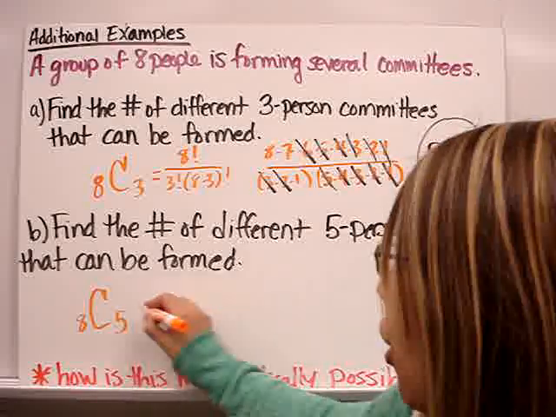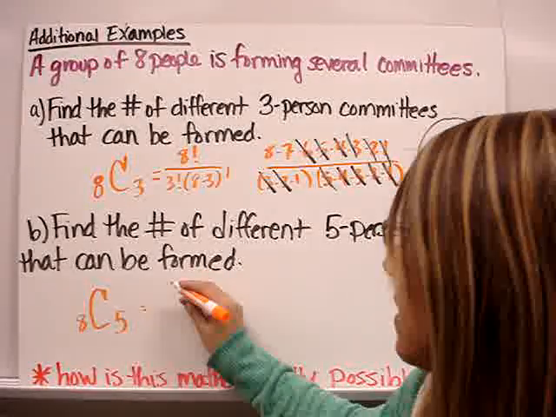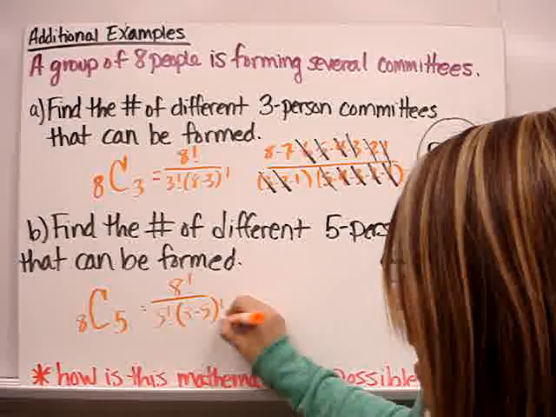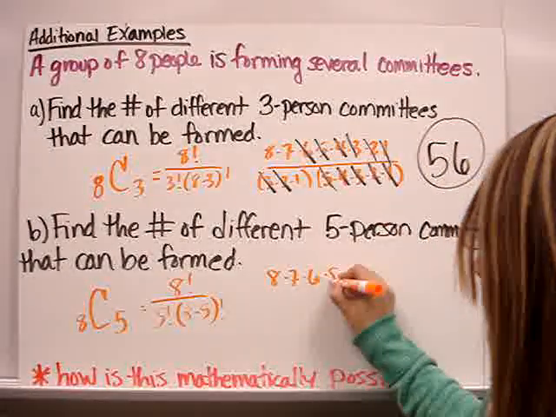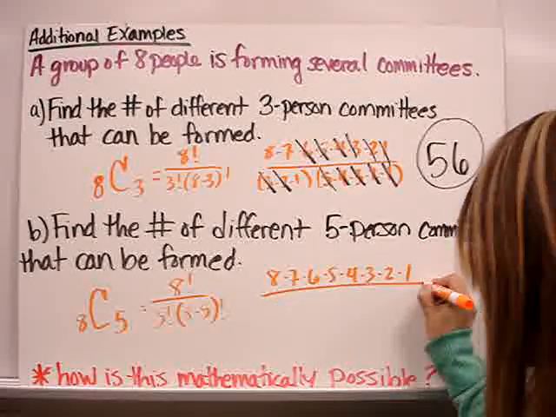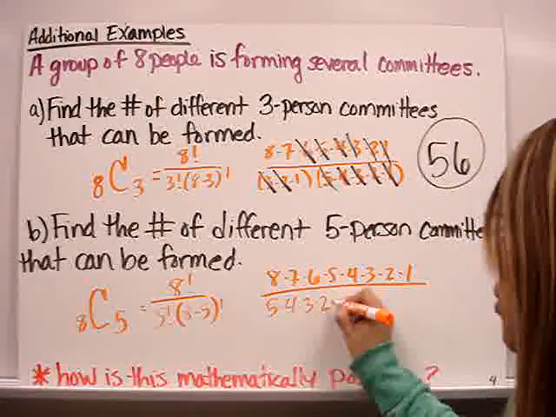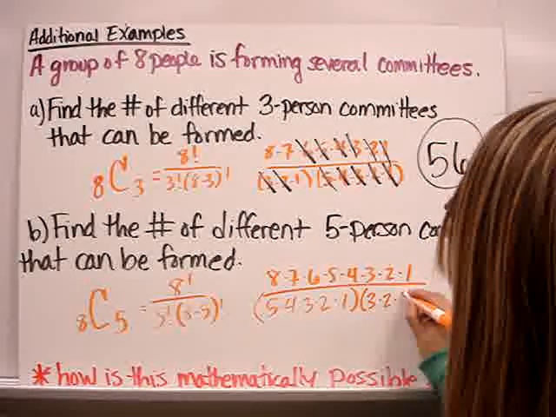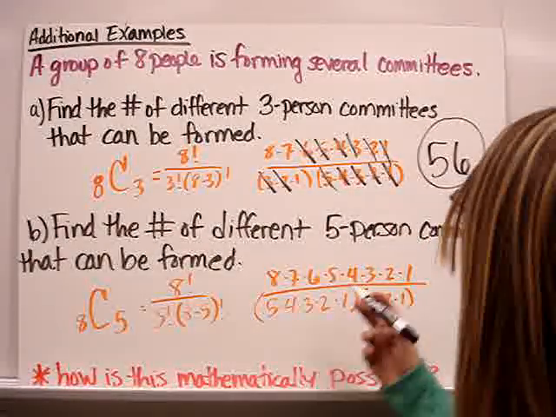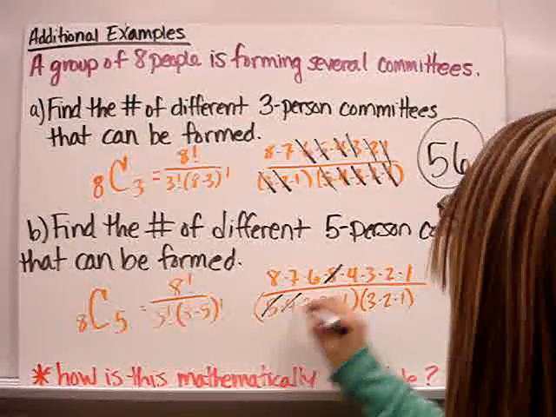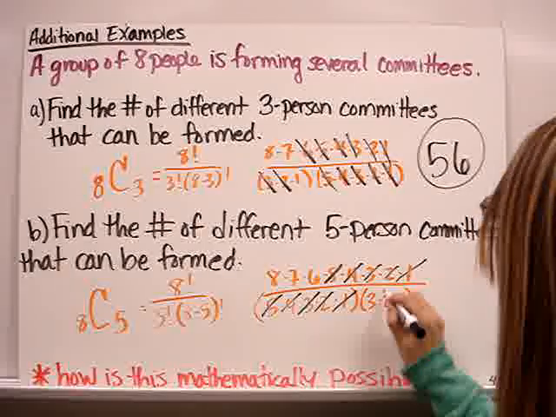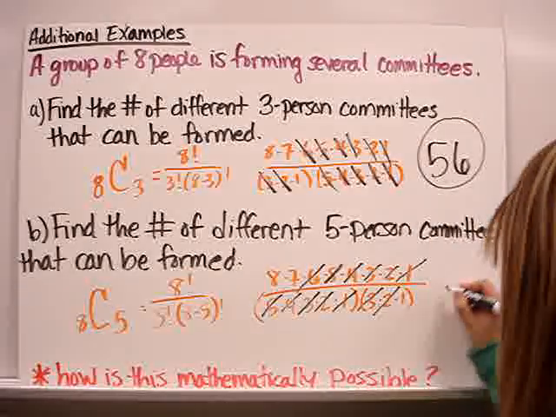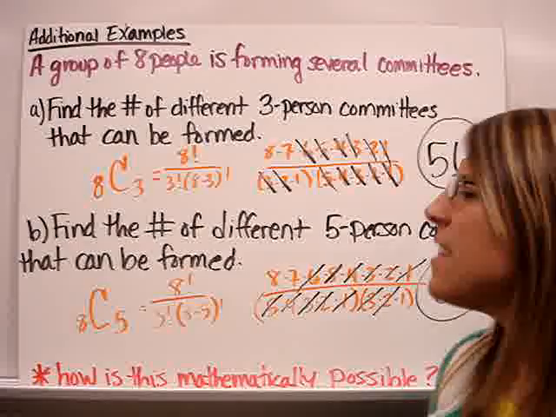Order doesn't matter again, so let's see. If it's 8 people total, 5 at a time, that's 8 factorial divided by 5 factorial times 8 minus 5 factorial. So that's 8, 7, 6, 5, 4, 3, 2, 1, divided by 5 factorial, 5, 4, 3, 2, 1. 8 minus 5 is 3, so 3 factorial, 3, 2, 1. This seems familiar. Weird. So I'm going to simplify where I can. 3 times 2 is 6, so I'll simplify with that 6, and I'm left with 8 times 7 over 1, which again is 56.